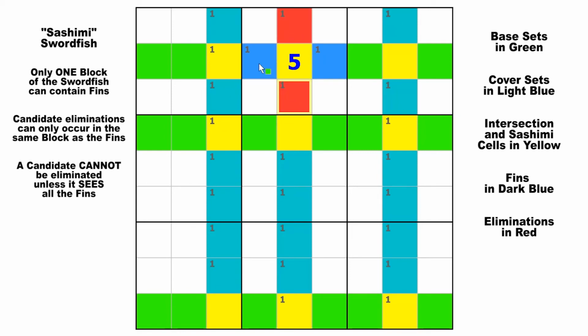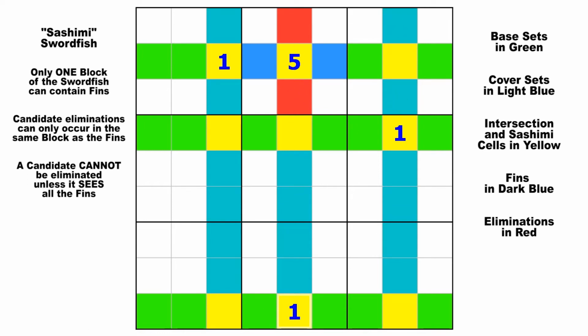Because if one of those fins is true, both those 1s in the red cells will be false. And if they are both false, then you have the naked single down here in row 9 as we showed before. You would have the 3 naked singles there, there, and there, and those 2 candidate 1s disappear in those red cells because they would have to be false.